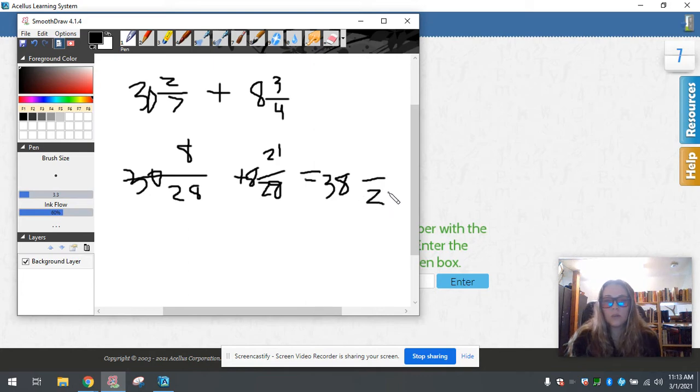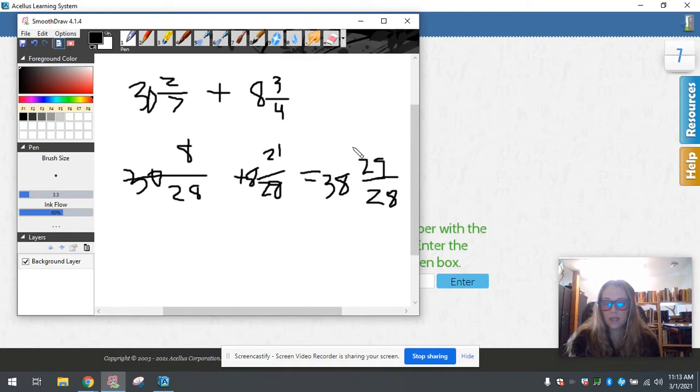The denominator, we do not add that together. We only add the numerators together. 8 plus 21 is 29. Now you see we have here, if we just look at the fraction portion, we have an improper fraction. And what you can do here is think how many times does 28 fit into 29, or you can do 29 divided by 28 in your calculator. If you do that, you'll get 1 point something. So it fits in one time.